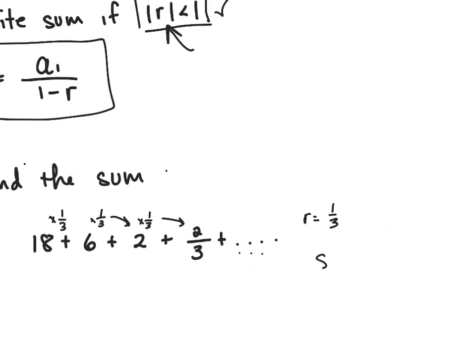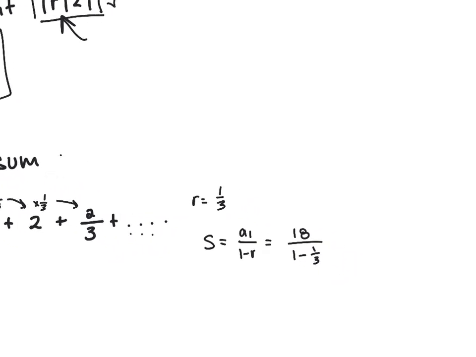So we would use the formula: sum is first term over 1 minus r. First term was 18 divided by 1 minus the common ratio. And these aren't terribly tricky to do by hand. You are certainly welcome to use a calculator, but 1 minus 1/3 is 2/3. 18 divided by 2/3 is 18 multiplied by 3/2. So 18 multiplied by 3/2, 2 goes into 18 9 times, 3 times 9 is 27.